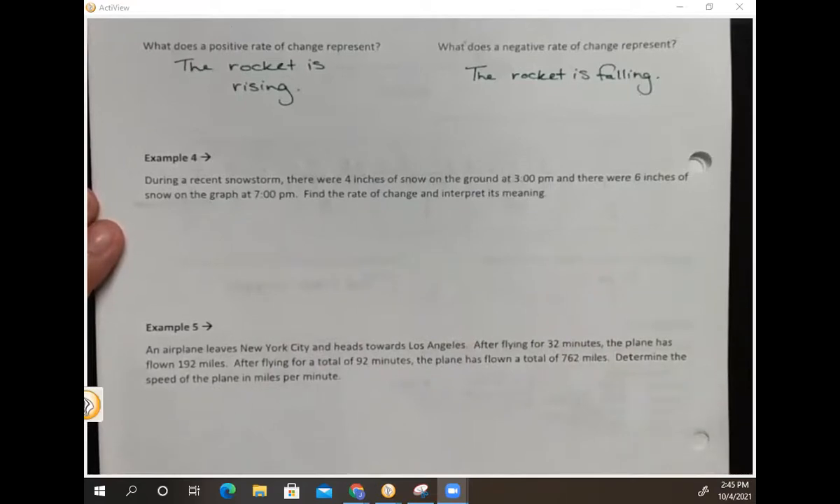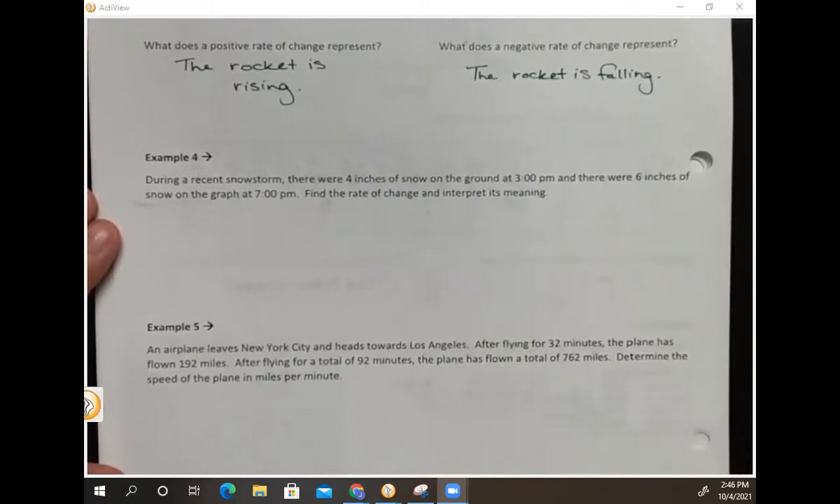During a recent snowstorm, there were 4 inches of snow on the ground at 3 p.m. and there were 6 inches of snow on the ground at 7 p.m. Find the rate of change and interpret its meaning. Okay, so we're looking at snowfall, right? When we are predicted to have a lot of snow or a lot of rain, what they'll tell us is the rate that we should get that precipitation, usually as inches or centimeters per hour.